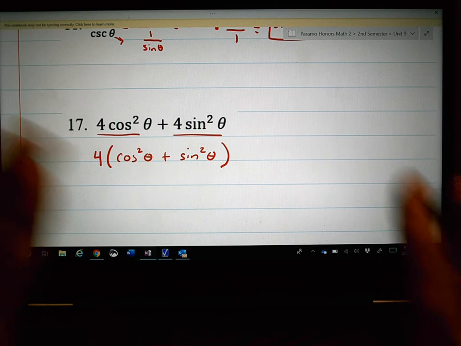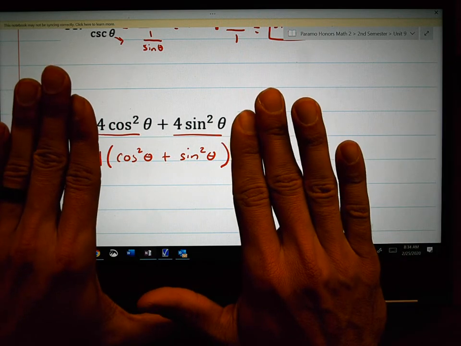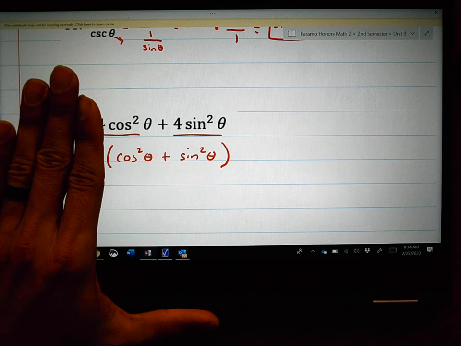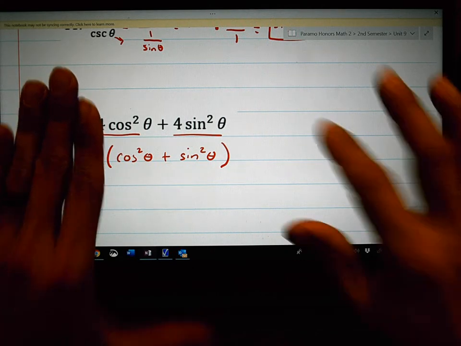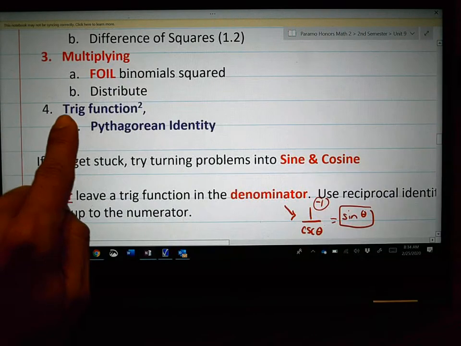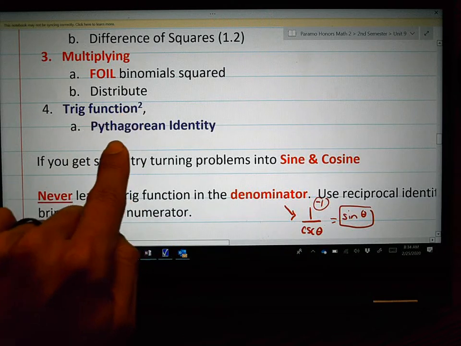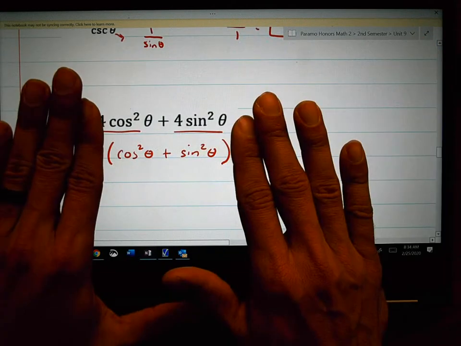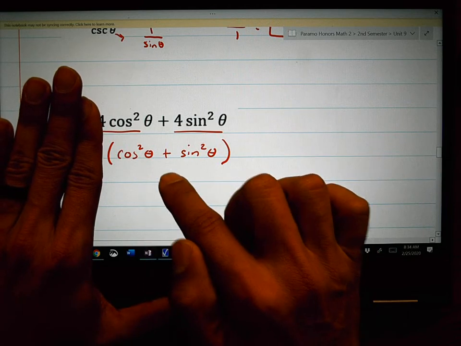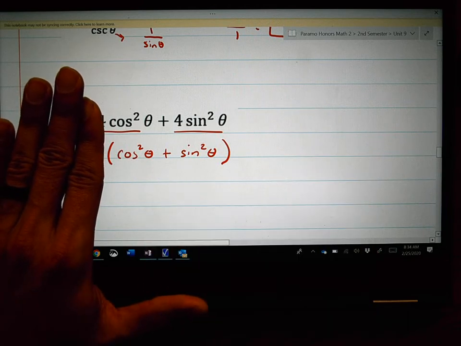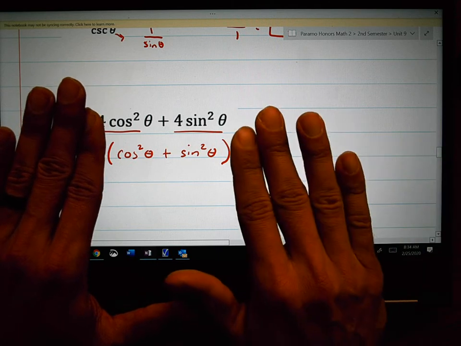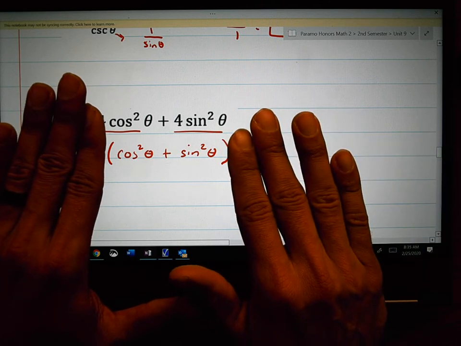Now look at that. It's 2 things, and this is one of your Pythagorean identities. When I look at this, if you see a trig function squared, look for a Pythagorean identity. What does that mean? Do you know what the first Pythagorean identity says? What is the sine squared of theta plus the cosine squared of theta? That's equal to something. You are right.